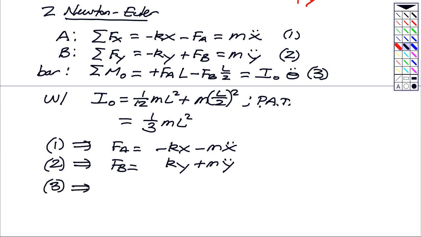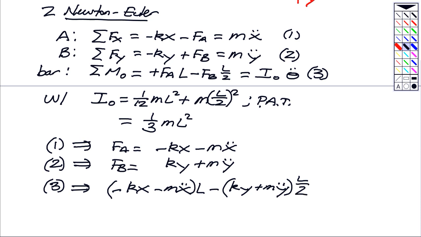what I get is a minus KX minus MX double dot with a moment arm of L, minus FB. FB is the quantity KY plus MY double dot. That's with a moment arm of L over 2. And then that's equal to 1/3 ML squared theta double dot. So we have gotten rid of these two forces of reaction of FA and FB.